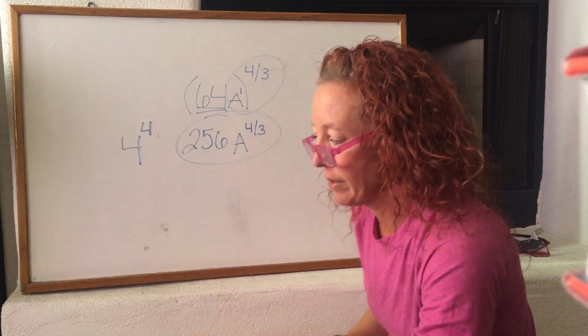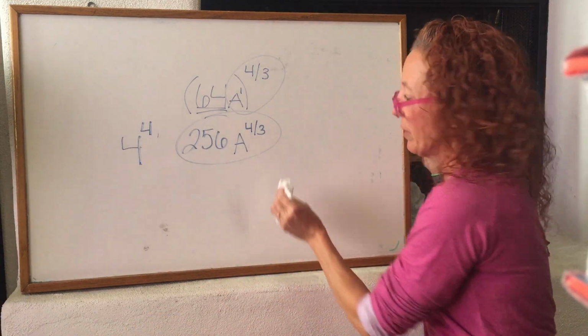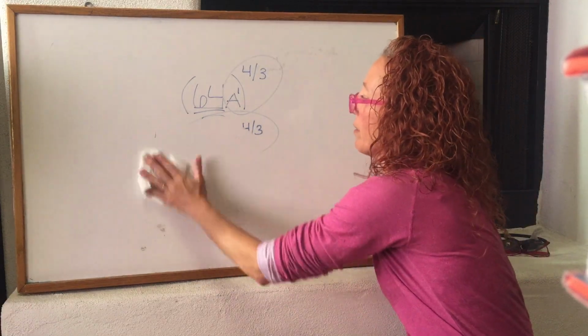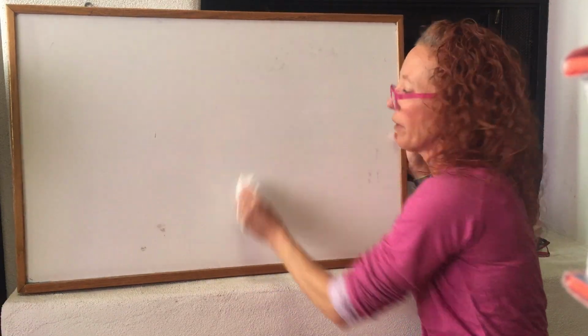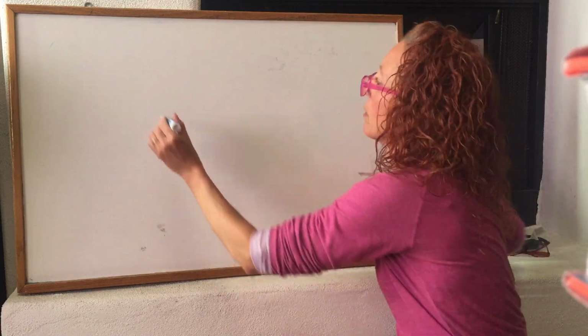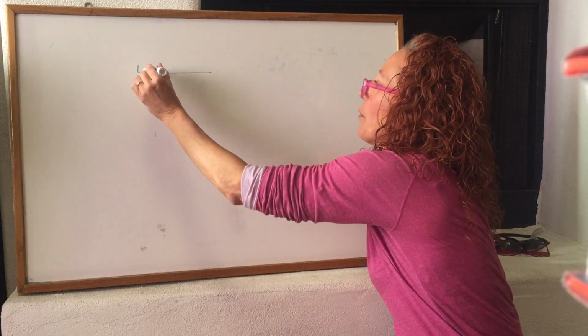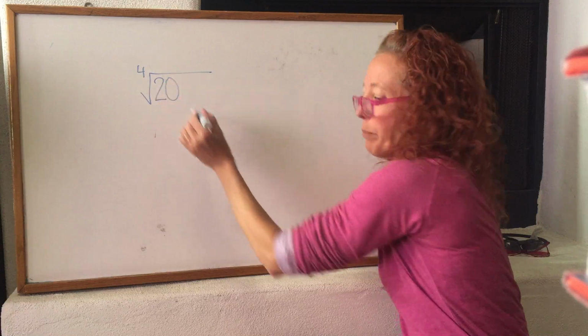Question 6. Notice how on question 6, we're multiplying those radicals, but we're taking the 4th root. So we need groups of 4 in order to break out.